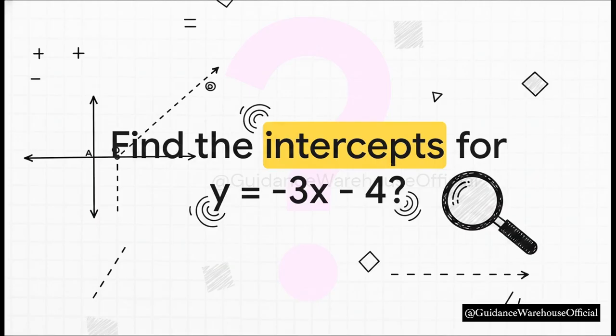How do we find the intercepts for the equation y equals -3x minus 4? Well, let's start with the y-intercept. Set x to 0. -3 times 0 is 0, minus 4 leaves us with -4. So the y-intercept is at the point (0, -4).